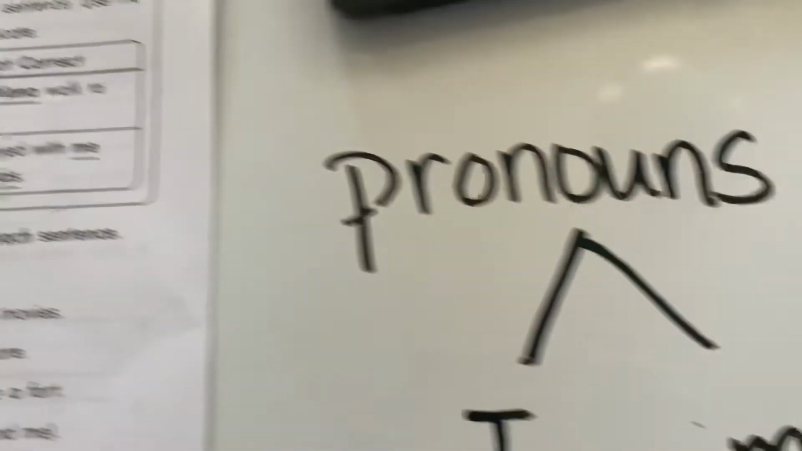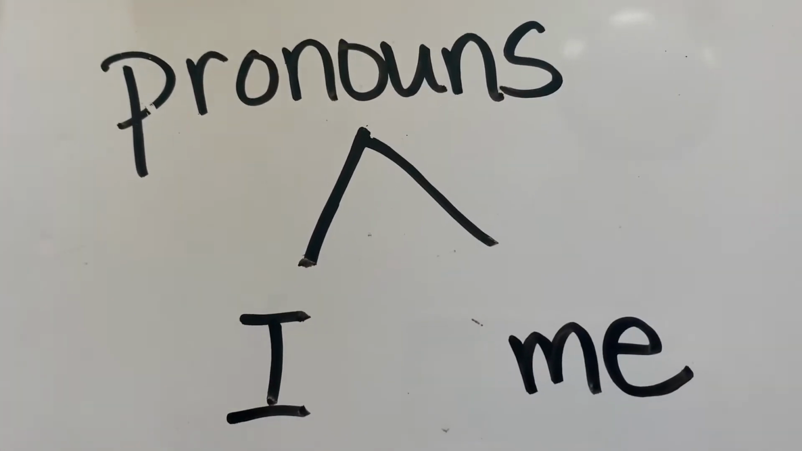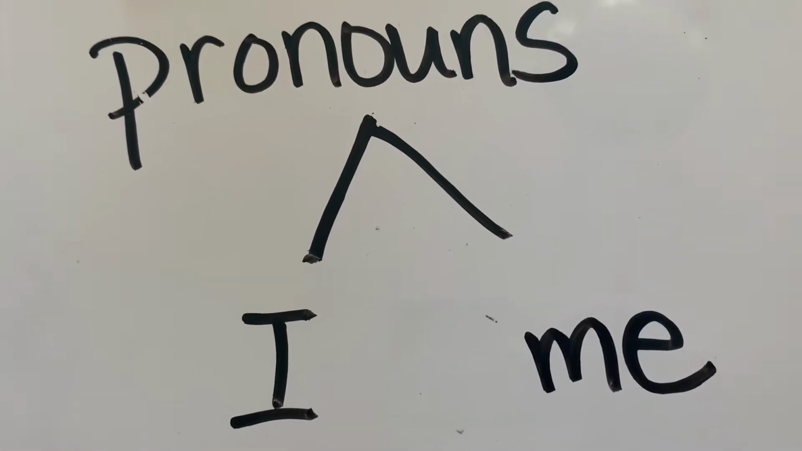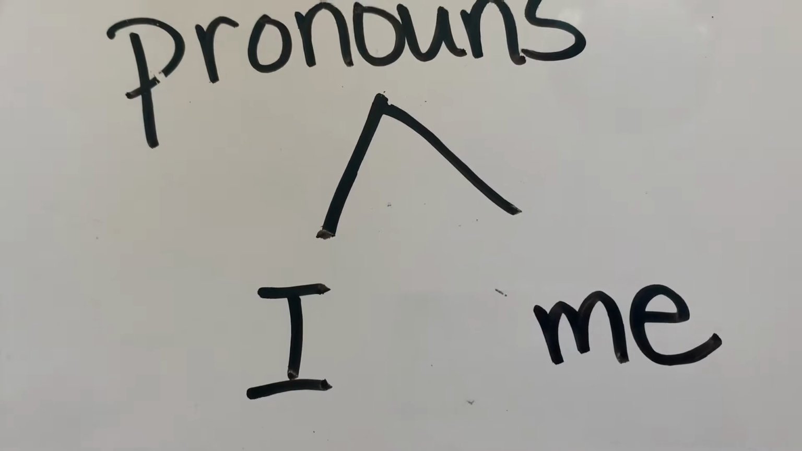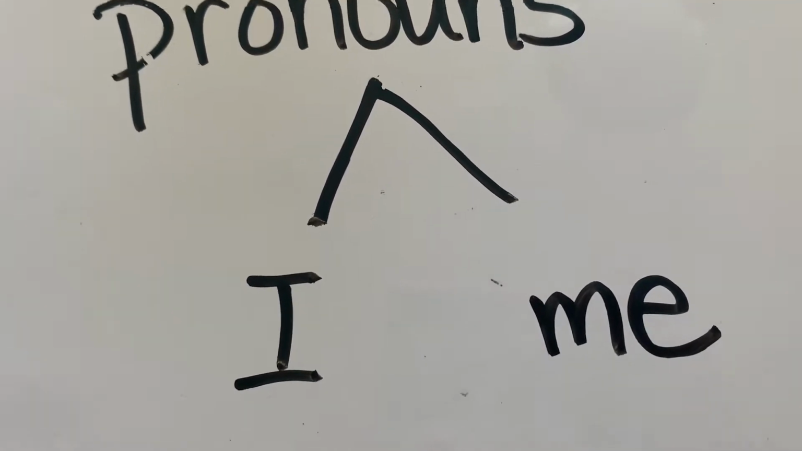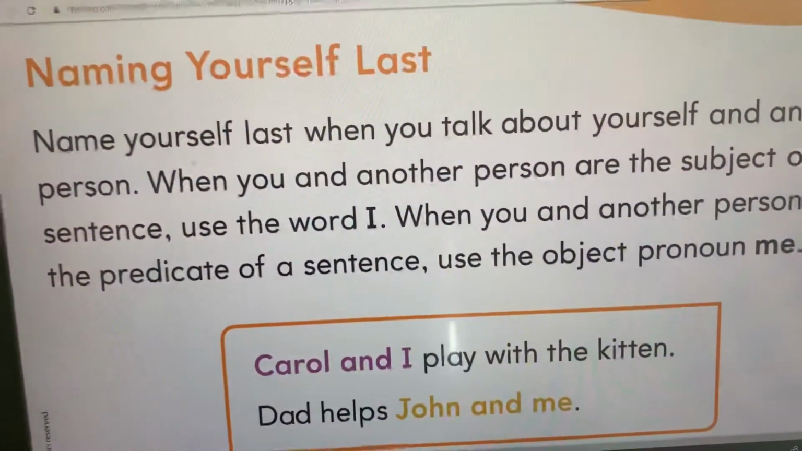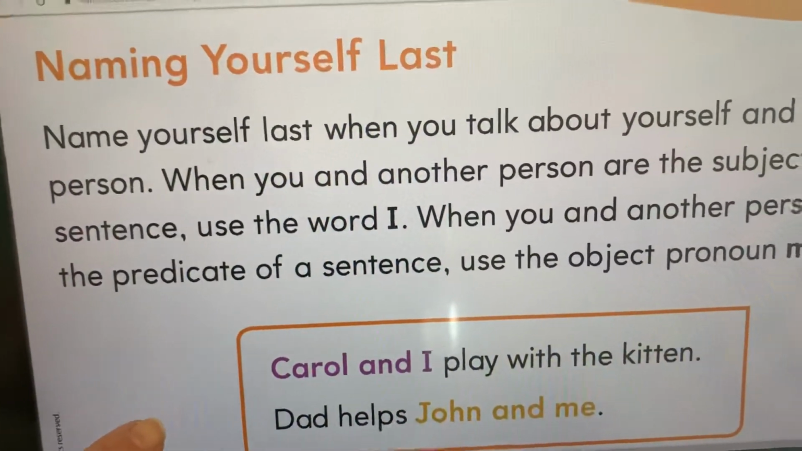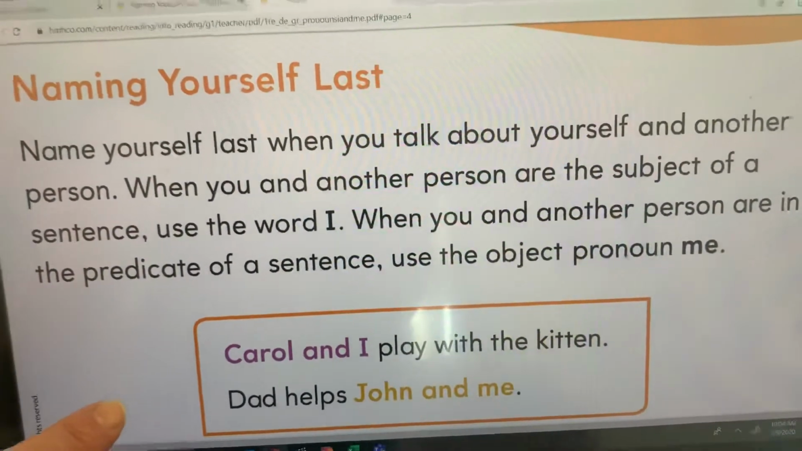Okay, let's go ahead and talk about I and me. When you use I and me with another person in the sentence, the I or the me, which is referring to you, you'll be last. So let's go ahead and look at my chart on my computer. Naming yourself last. You name yourself last when you talk about yourself and another person.